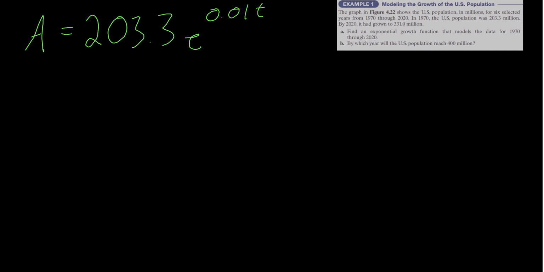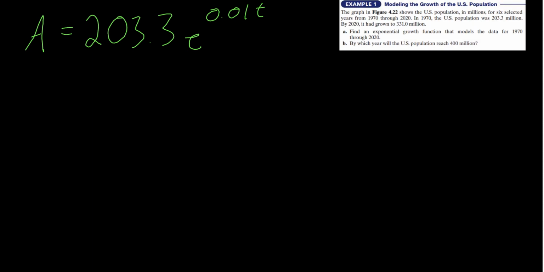Okay. So part B reads, by which year will the U.S. population reach 400 million? So we want to know when the A over here on the left side is going to reach 400 million. Now looking at the equation that we got, we have two unknowns. One is A, the population, and T is the amount of time. We're wanting to know by which amount of time will we reach 400 million.